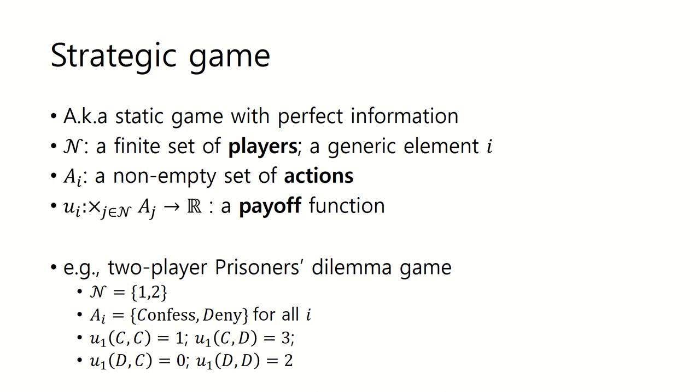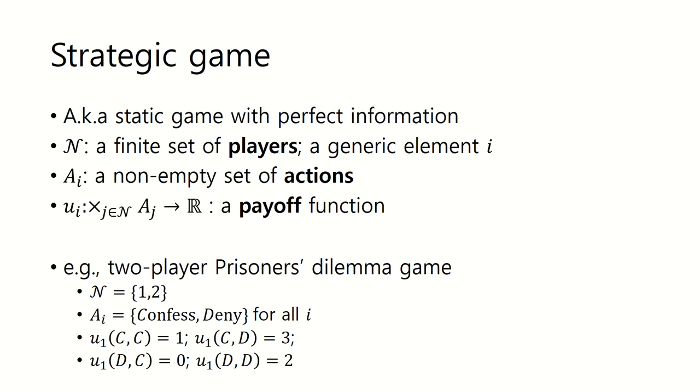And the utility function or payoff function is a mapping from the set of vectors of actions to a real space. So in this example, the vector of actions looks like this: CC or CD or DC or DD. These are the vectors of actions, or tuples of actions. And this payoff function connects each vector of actions to a real number. So for example, player 1's utility function looks like this, and player 1's utility given CC is 1. So if everybody confesses, then the utility of player 1 is 1.